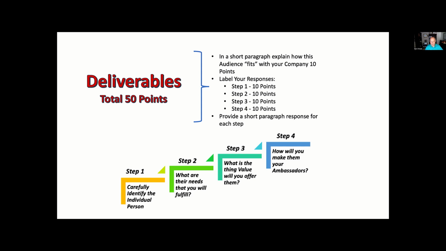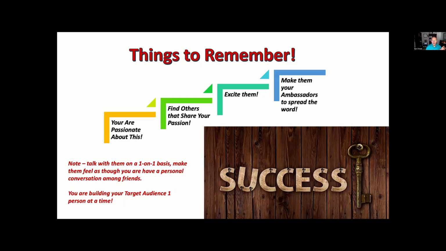It's just that simple. Things to remember. You want to talk one-on-one. You're doing what you're passionate about. You want to find others that share your passion. You want to excite them, and you want to make them your ambassadors. That's all. We're building this up. By the time we get to our pro forma, this should be all that you need.